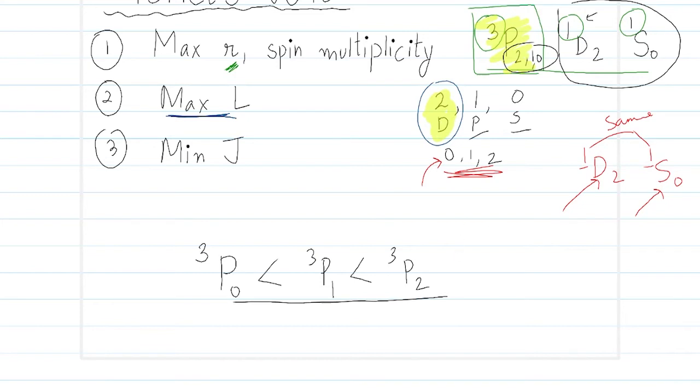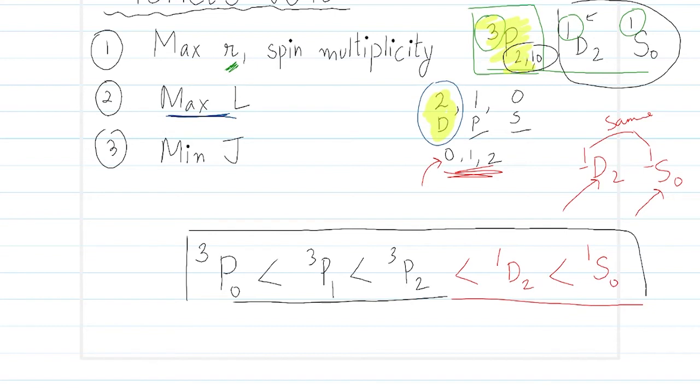So what we'll have next is 1D2. Okay. And now we don't have another term, so we don't have to go to the third rule. We can simply write 1S0. Right? So this is the sequence that we are seeing here.